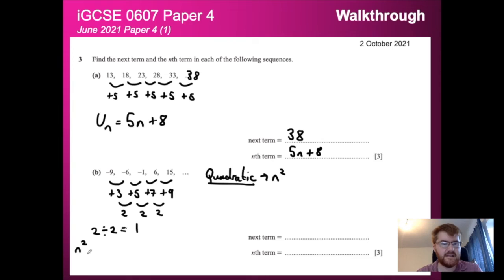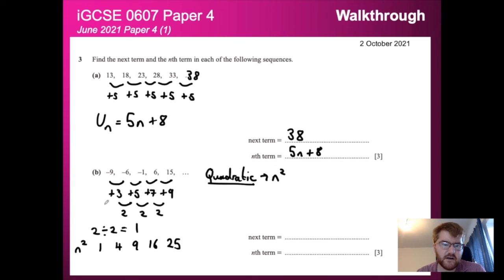And what I'm going to do now is write the n squared numbers. So if I do that, well, 1 squared is 1, 2 squared is 4, 3 squared is 9, 4 squared is 16, and 5 squared is 25. And what I'm going to do is find the differences between the sequence I've just written and the sequence here.